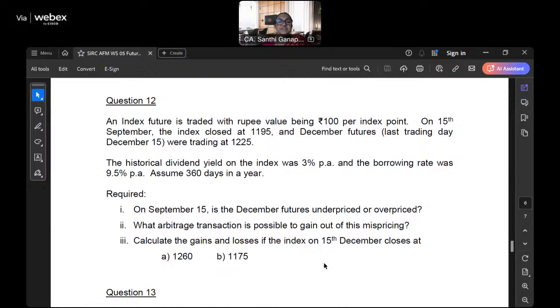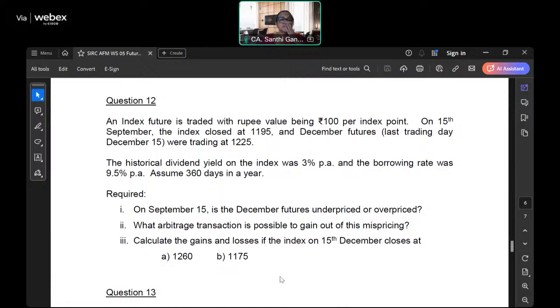An index future is traded with rupee value being 100 per index point. So they are saying lot size is 100. On 15 September, the index closed at 1195, and December futures, last trading day given to be December 15, was trading at 1225. The historical dividend yield on the index was 3% per annum. We have already seen how to adjust dividend. And borrowing rate was 9.3%. We said we have to adjust interest also. And assume 360 days. So the day count convention, they want you to take 360.